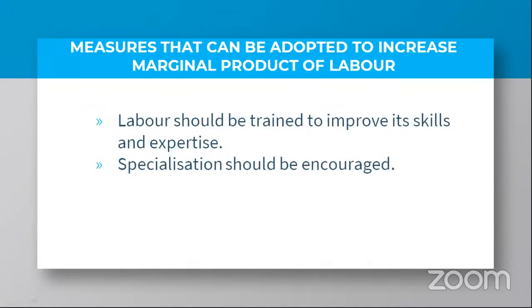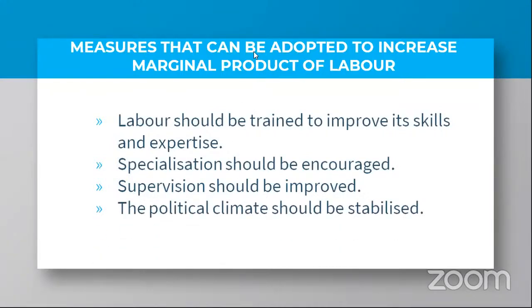Okay, so we have this other point here, which goes, supervision should be improved. Yes, if we are to have an increase in the marginal product, then supervision must also be improved. Once there is supervision, then workers will of course work effectively, and then that additional output will also be high.